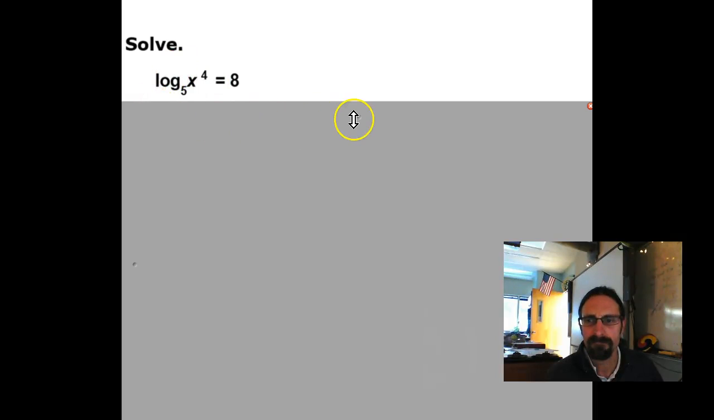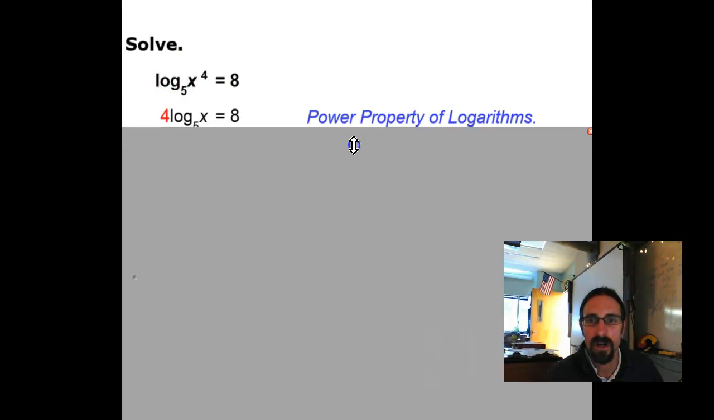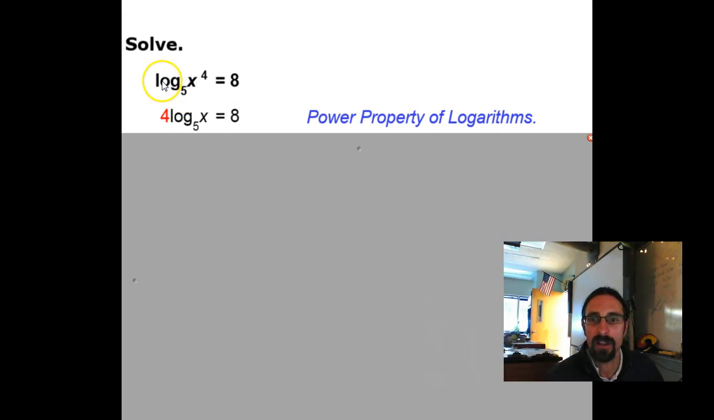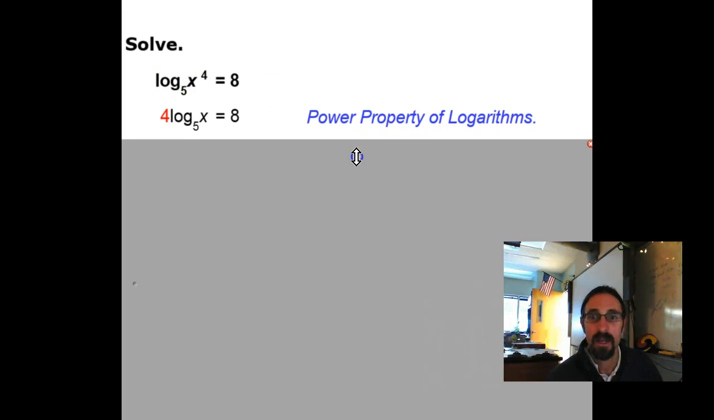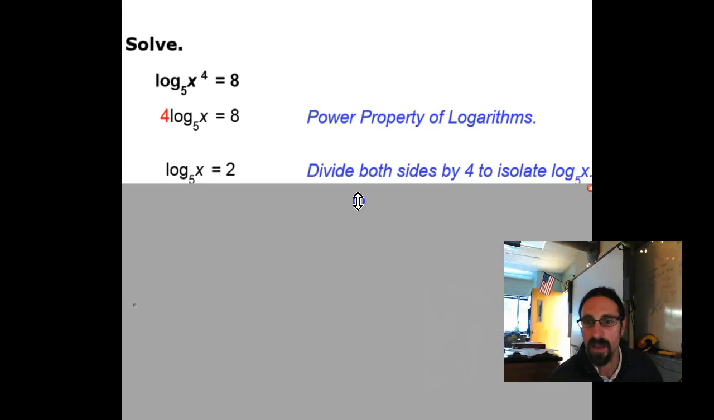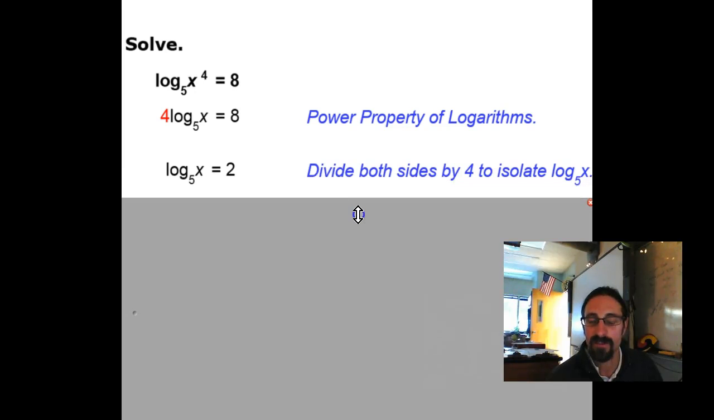On this one, where should we start? Well, whenever you have a log and the result is raised to a power, that power comes out front. Right off the bat, that power comes right off the front. And that's the power property. Then divide both sides by that 4. So now you got log base 5 of x equals 2. Now everything's nice and simple.